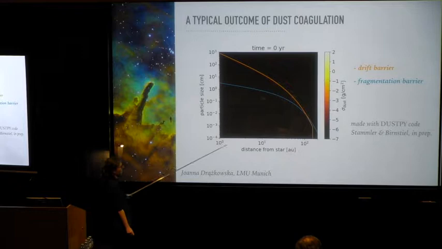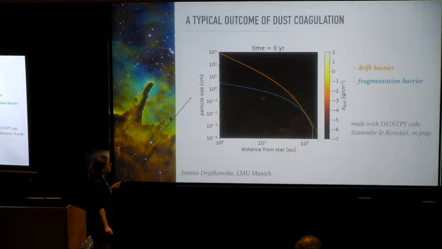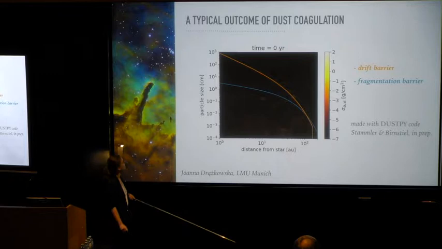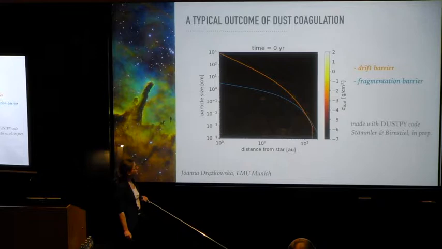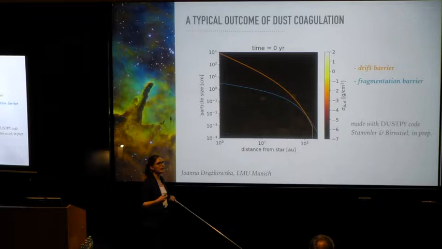So we have 1 AU, 10 AU, 100 AU. And then on the y-axis we have particle size, and we will be starting here with all the dust just in micron size. And then color-coded will be dust density corresponding to a given size at a given orbital distance. And I plotted here two lines which will correspond to our predictions on the limits of the growth.